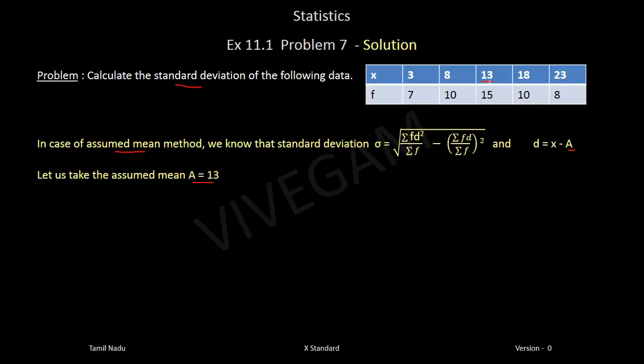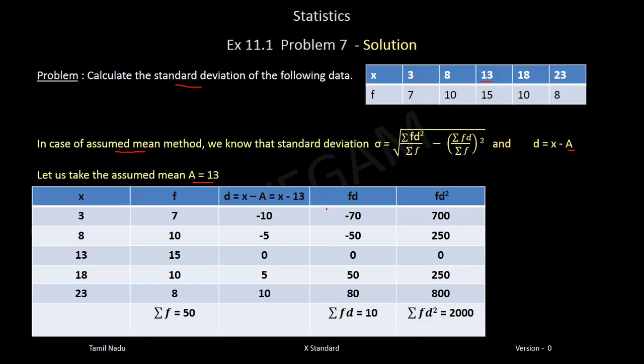So let's draw the table. I've got it all filled up, but I'll explain. The table will have columns of x, f, d, which is very important for us. d is x minus x bar previously. In this case, it is x minus a, because a is the assumed mean, and here a is 13. So d equals x minus 13.